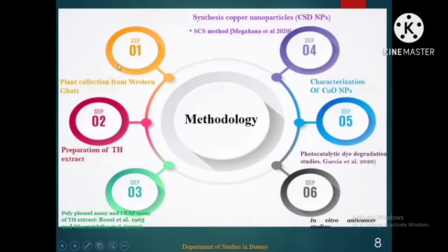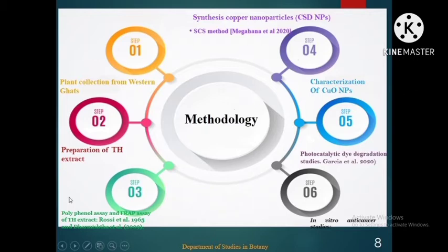Methodology. The first step was the collection of plants from the Western Ghats. Next, the extract was prepared from the collected plant samples by thorough washing in running tap water. The washed plant samples were dried at room temperature and powdered, and the extract was obtained by refluxing the plant material using water at 80 degrees Celsius for about 2 days.